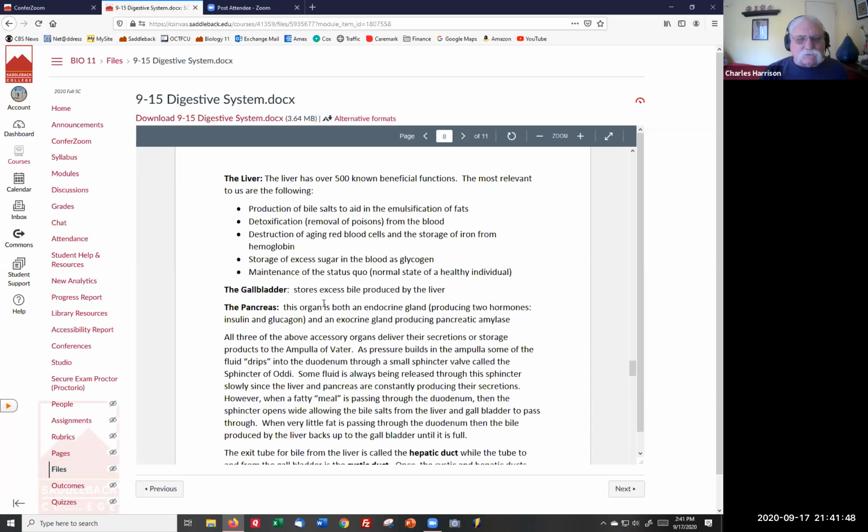The gallbladder stores excess bile produced by the liver. Why would the liver produce excess bile? The liver is producing bile or bile salts all of the time. It's one of its main purposes for the emulsification of fat. But if you're not pushing fat through your small intestine, then it'd be a waste to dump the bile in. Instead, it's stored until the capacity of the gallbladder is reached.